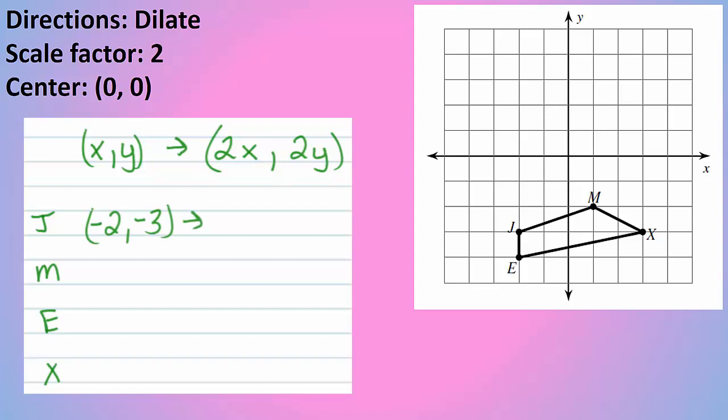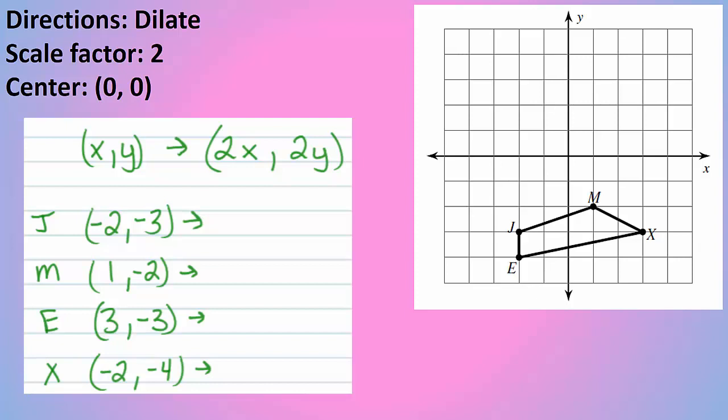M is found at (1, -2). X is found at (3, -3). E is found at (-2, -4). So now that I've found my ordered pairs, I can simply apply my scale factor rule.